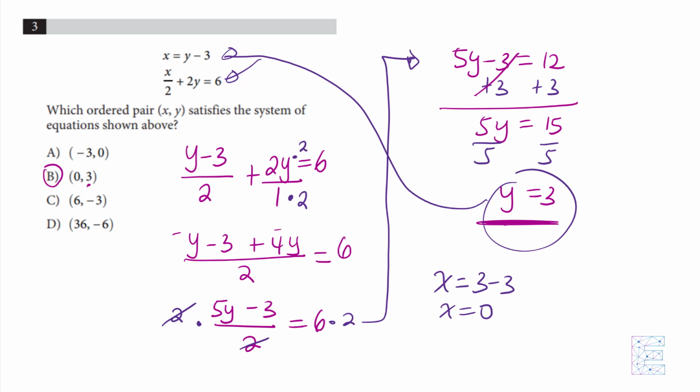X is 0. So our final answer really is 0, 3, which we already knew, but I'm just illustrating what you would do in case you needed to find both x and y. And that is if you couldn't eliminate one of the answers.